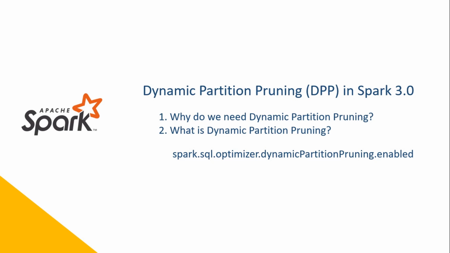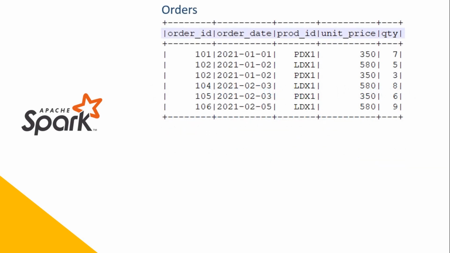Let's assume you have two tables. The first table is an orders table and it stores all your orders. The high-level table structure looks like this. This table is huge because it stores thousands of orders every day and millions of orders a year. So you decided to partition it on order date.